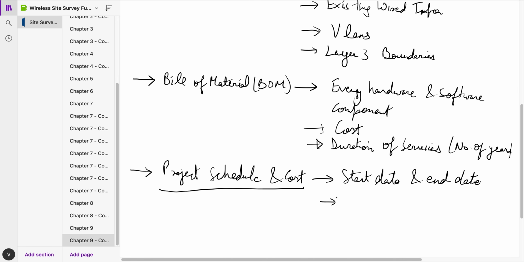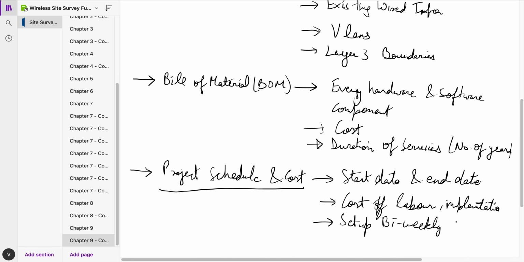Also talk about the cost of labor and implementation. Discuss that in detail. Usually, when I define a project schedule, I also set up bi-weekly meetings with them, or a monthly or weekly meeting depending on how critical the network is. A bi-weekly meeting gives them an update on what's going on every second week. That's going to keep them posted, and that's actually a very good practice.